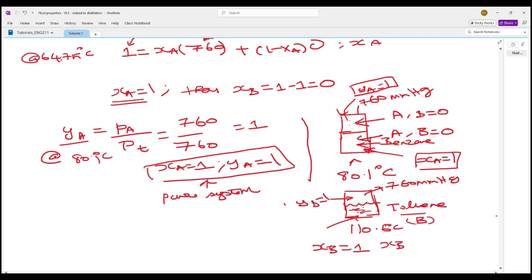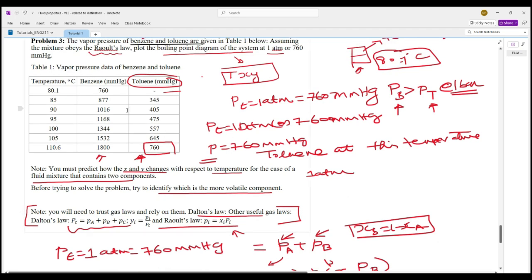Which means XB comma YB should be equal to 1 comma 1, or in other words, XA comma YA becomes 0 comma 0. So that's why if you calculate XA versus YA, you will get 1 comma 1 at the boiling point, provided the pressure is 1 atmosphere or 760 millimeters of mercury, and then at 110.6 degrees centigrade you will get XA equal to 0, YA equal to 0.